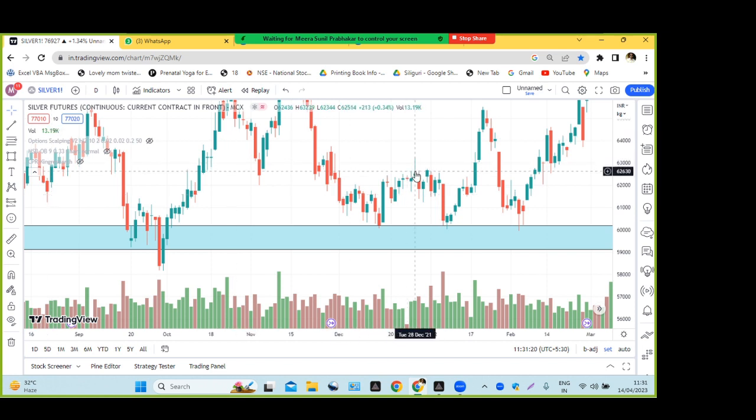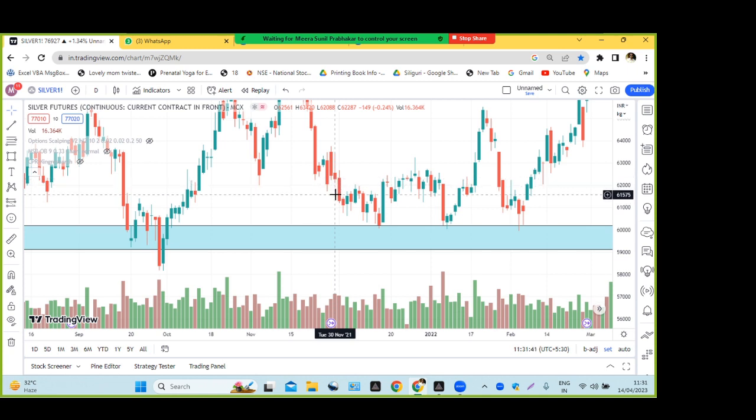Just a query: when the shooting star is occurring at the rejection level, it can give a target, but if it is occurring at the end of the rally, probably it is not accurate? Yes, it is useless. For example, if you see this one, this shooting star, this is not a valid one.